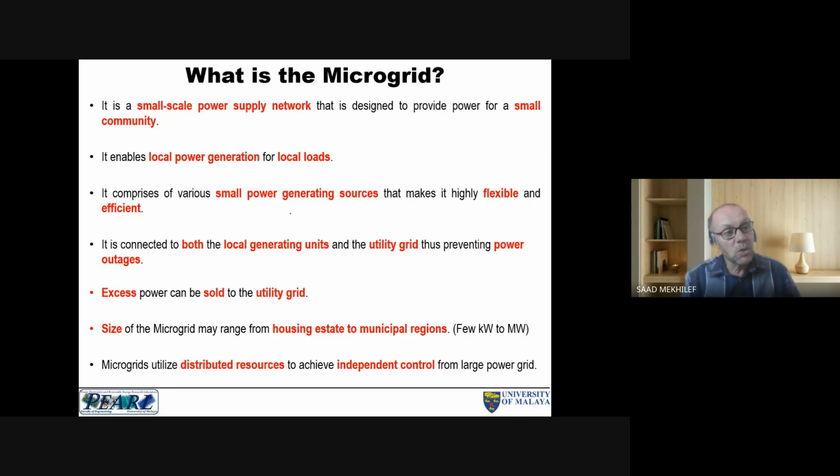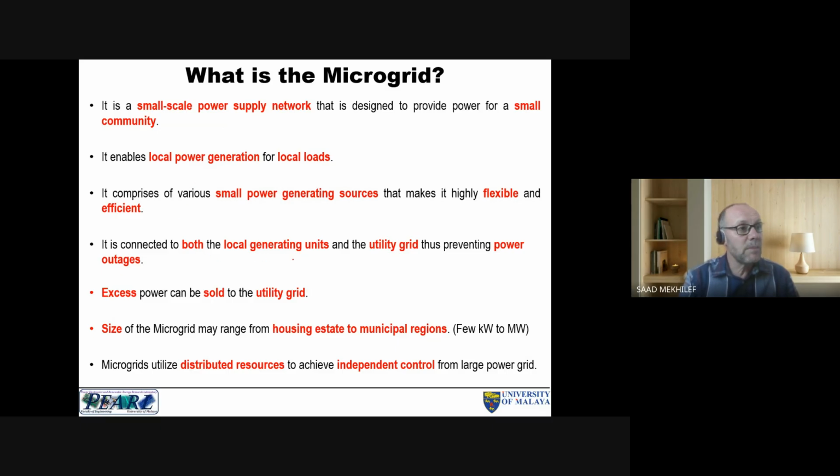Microgrid also uses distributed resources to achieve independence from the large power grid. So we use a lot of independent sources, like I said, the main ones, which are usually wind, solar, and hydro, especially if it is available, run of river. When we say run of river, it means you don't need to build a dam storage. So it is a run of river.